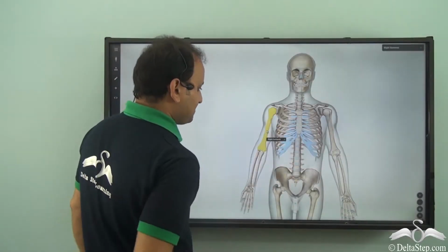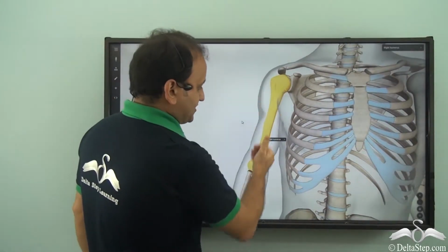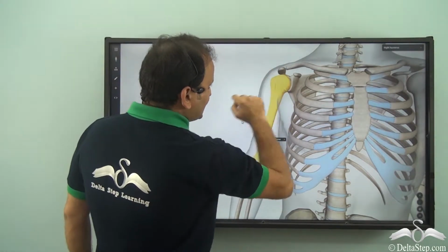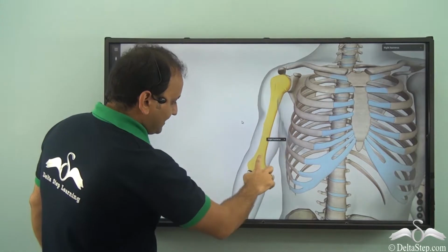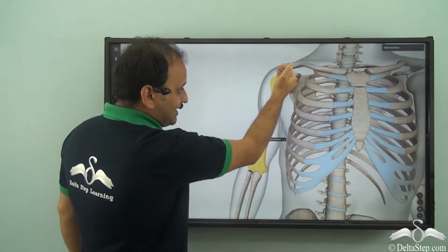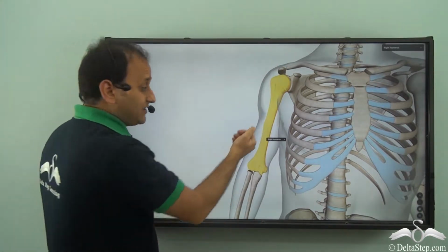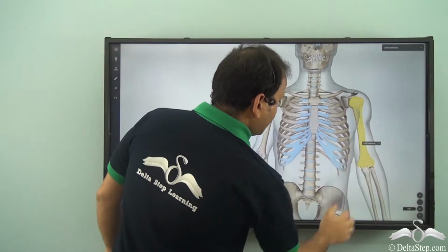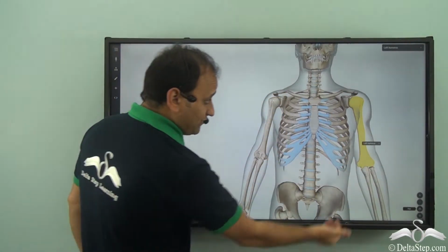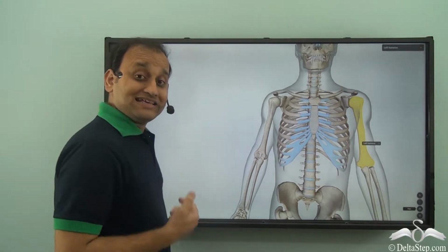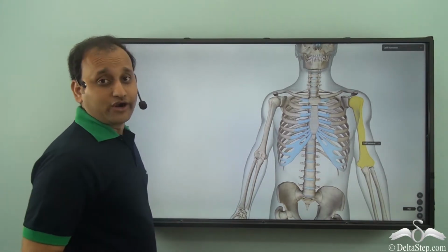So this is the humerus. As you can see, it's pretty long. It starts from the shoulder and ends at the elbow. So you see, this is the right humerus, that is in the right hand. Similarly, here in the left hand also we have the left humerus. Now, this is the largest bone in the upper body.